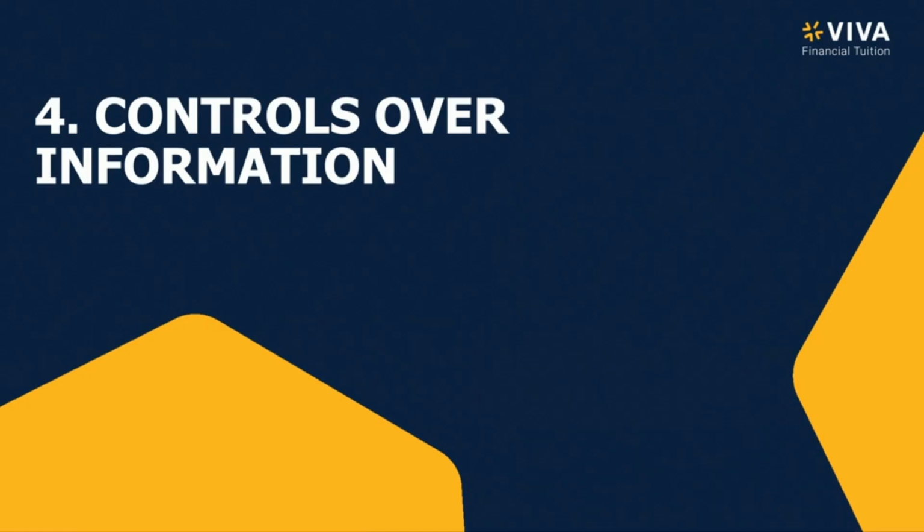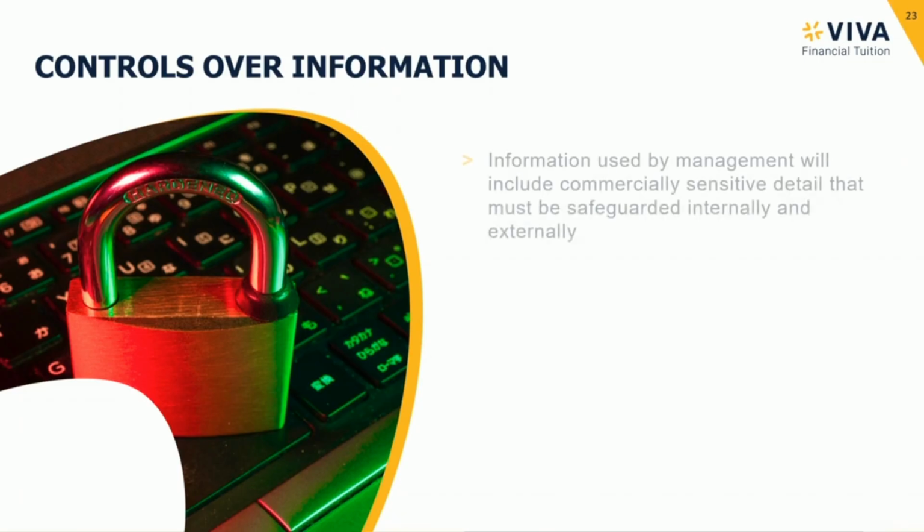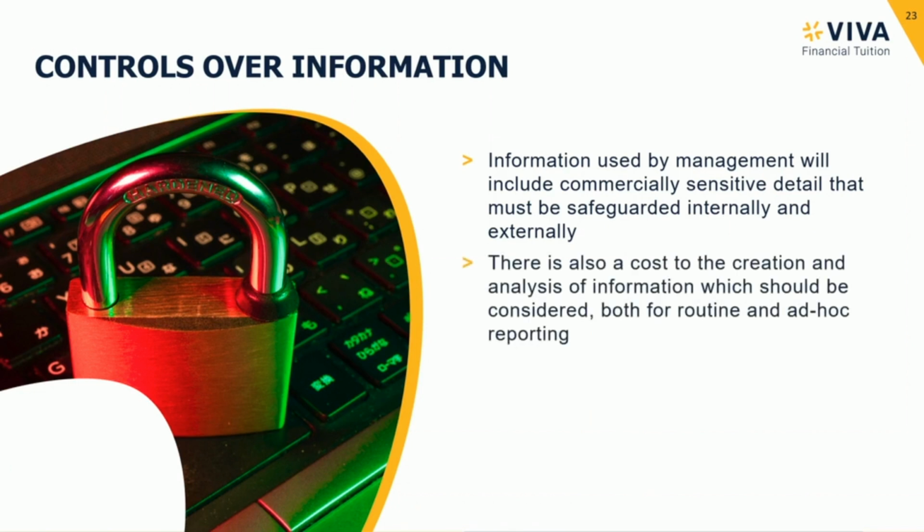Section 4, controls over information. Information then utilised by management encompasses commercially sensitive details that require protection both internally and externally to safeguard the organisation's interests. The creation and analysis of information entails costs, necessitating consideration for both routine and ad hoc reporting.